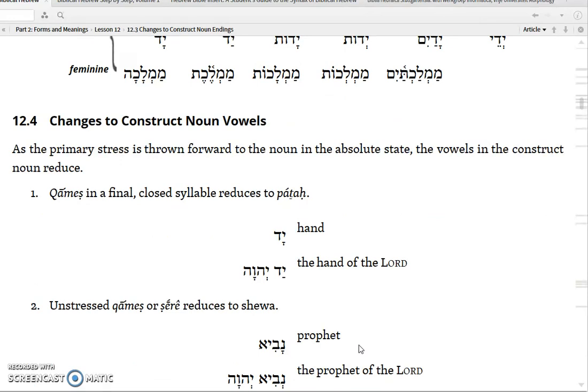Other changes that take place with construct nouns have to do with the vowels. A kamatz in the final closed syllable is going to reduce to patah. So here you have yad with a kamatz, but if you want to talk about the hand of the Lord, yad Adonai, then the kamatz will become a patah. The long A will become a short A. And so that's kamatz in a closed syllable.